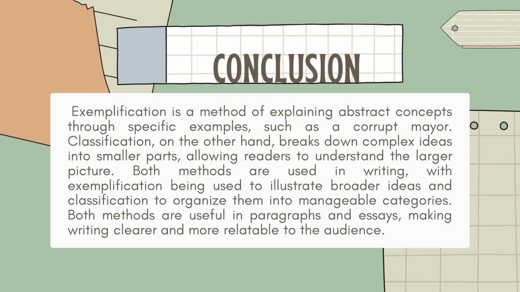In conclusion, exemplification is a method of explaining abstract concepts through specific examples. Classification, on the other hand, breaks down complex ideas into smaller parts, allowing readers to understand the larger picture. Both methods are used in writing, with exemplification being used to illustrate broader ideas and classification to organize them into manageable categories. Both methods are useful in paragraphs and essays, making writing clearer and more relatable to the audience.